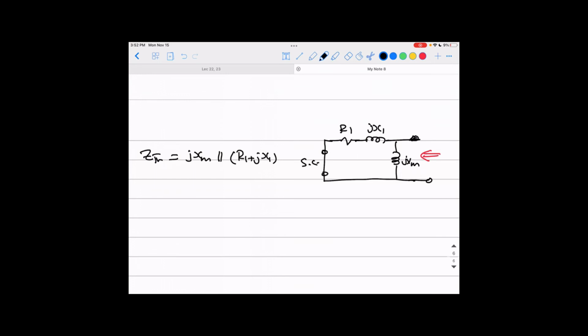You can find this easily. Two impedances are just in parallel, so Z Thevenin will equal the multiplication of them, JXM multiplied by R1 plus JX1, divided by the summation of them, which is R1 plus JX1 plus XM.